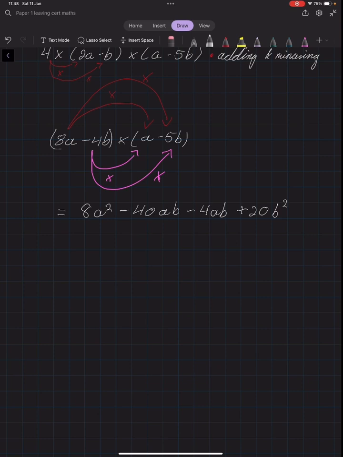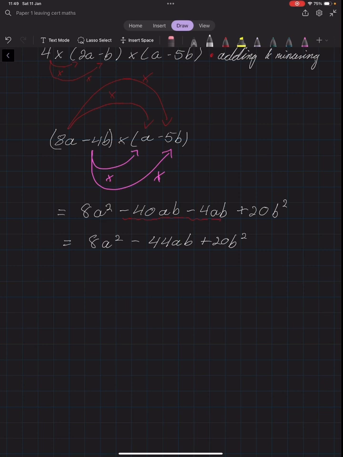And now these two terms both have an a and b in common, so I can add them. So this whole thing is going to be 8a squared minus 44ab plus 20b squared. And then that's the final answer. Okay? So that's how you do that. You just multiply them out.